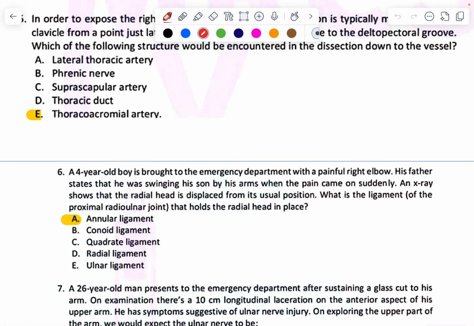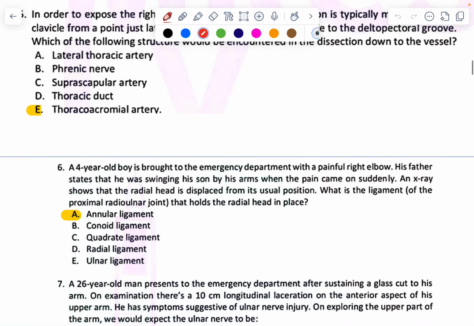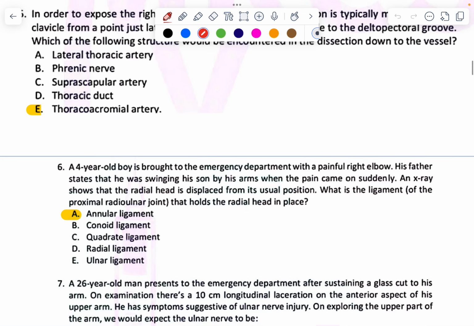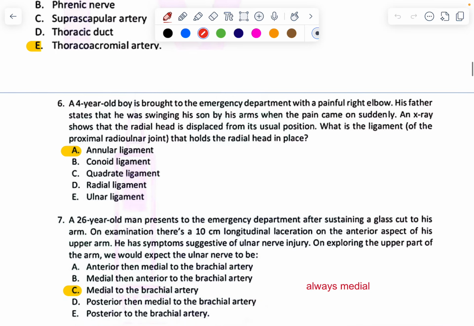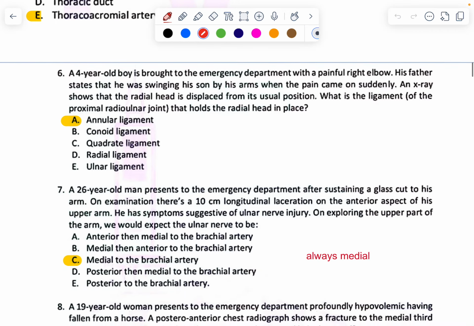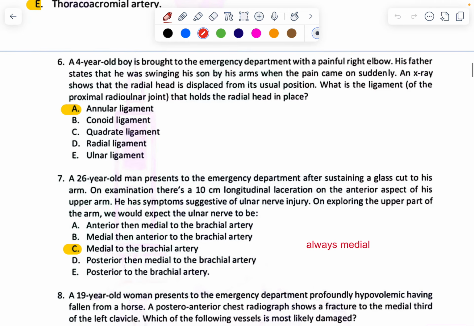A 26-year-old man in the emergency department after sustaining a glass cut to the arm, with a laceration on the anterior aspect of his arm. He has symptoms suggestive of ulnar nerve injury. On exposing the upper part of the arm, where would we expect the ulnar nerve to be? The ulnar nerve is medial to the brachial artery. Always medial. Whether it is the ulnar artery or the brachial artery, the ulnar nerve never changes position; it is on the medial side only.